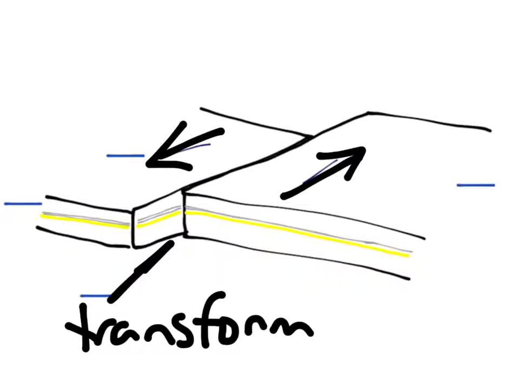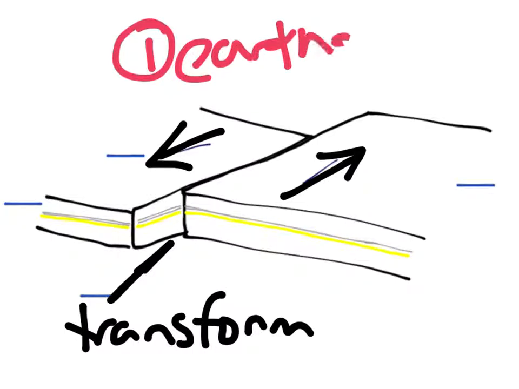As you can see, there is no volcano. There is no lava involved, and that means that the number one tectonic disaster that would happen at this sort of plate boundary is an earthquake. And pretty destructive earthquakes too.